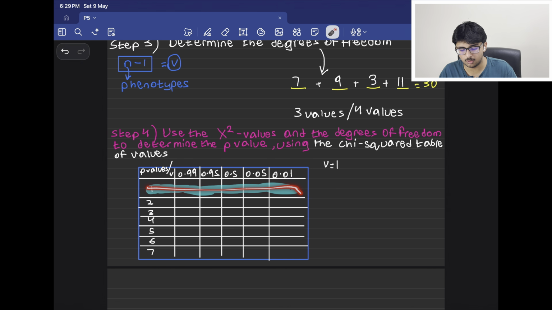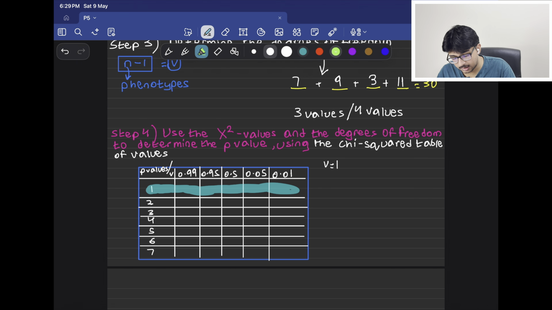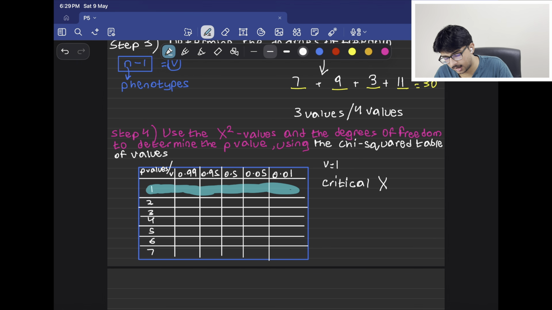Now, how do you look at this row then? You will now look at the critical value of chi squared, or the critical chi squared value. Now, what is this critical chi squared value? Simply, it is just the chi squared value when p is equal to 0.05.